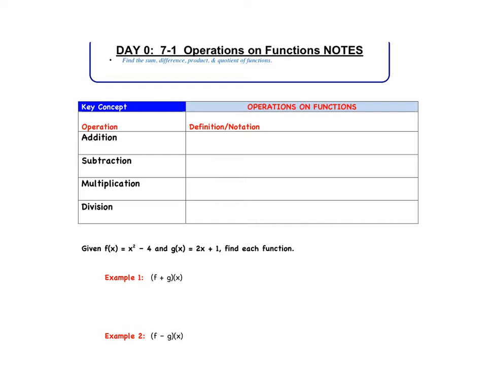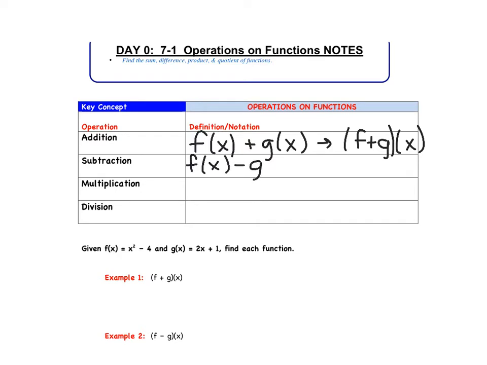So for addition, we have f of x plus g of x. That's our old notation there. We now know we can write it as f plus g of x. Those notations mean the same thing. Looking at subtraction, you're used to seeing f of x minus g of x, which we will now write as f minus g of x.